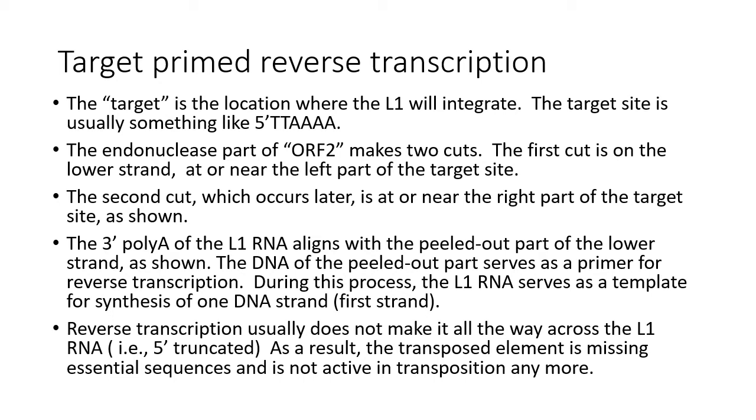Now, importantly, reverse transcription doesn't usually make it all the way across the L1. It's 5' truncated, that is. So as a result, the transposed element has no promoter, can't produce its own RNA, and is basically not active in transposition anymore. It's dead on arrival. It's there. It's a new copy in the genome, but it's not able to catalyze its own transposition anymore.